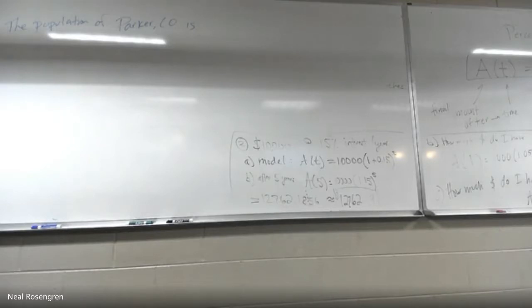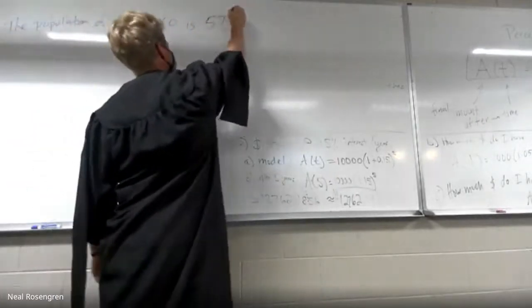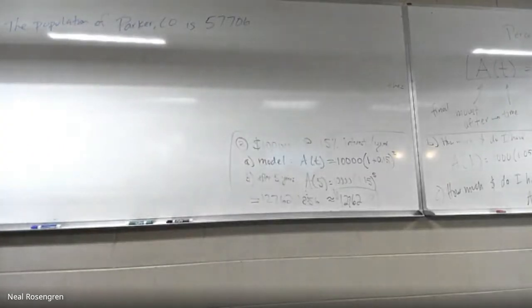What do you guys think? 10,000, 20,000, 5,000? I'm gonna ask Google. 57,706. You're so overpopulated.